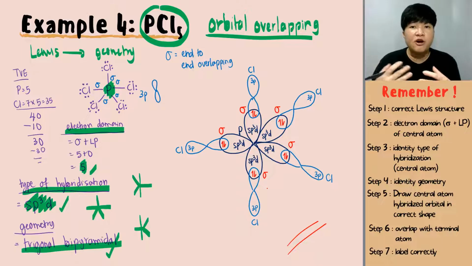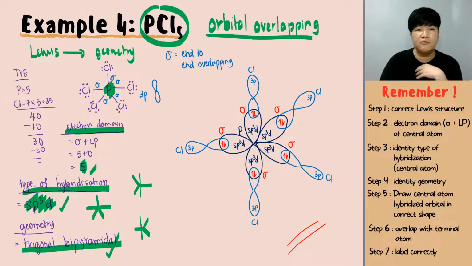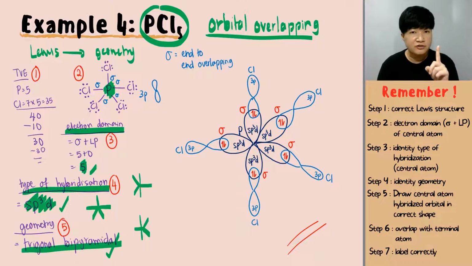But before you reach the orbital overlapping, bear in mind, you need to get what right? You need to get your total valence electrons right. You need to get your Lewis structure correct. You need to be able to determine your electron domain. From the electron domain, you need to know the type of hybridization. From the hybridization, you should definitely know the geometry. And of course, in the orbital overlapping, you must be able to draw the geometry. Okay? So it's all about the drawing, and everything started because of the Lewis structure. So make sure you get your correct Lewis structure at the beginning of your question.